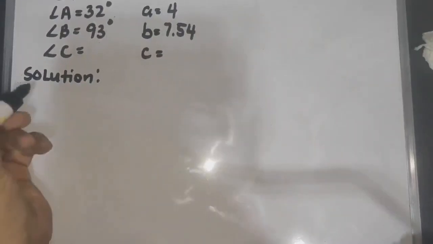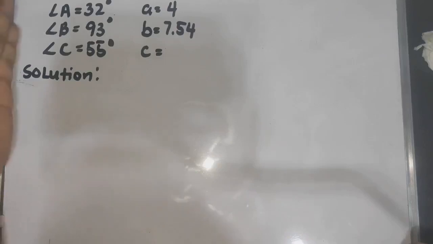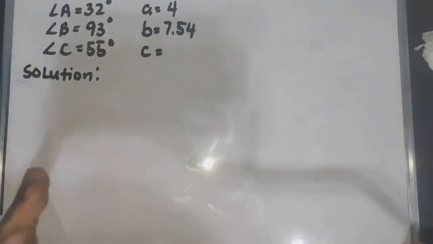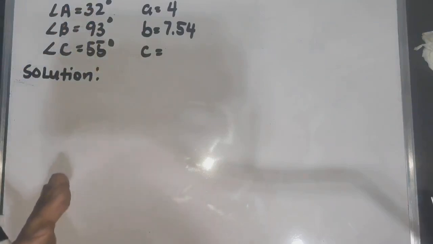Ay, nasolve na natin ang value ng angle C, which is 55 degrees. So as you can see, kompleto na yung values ng lahat ng angles natin. Then sa sides, isa na lang yung nawawala, which is the value of the side C. So dito, pwede na natin gamitin yung ating formula using the law of cosines.